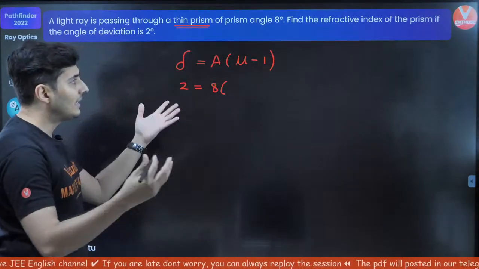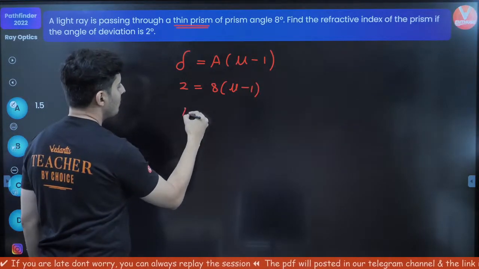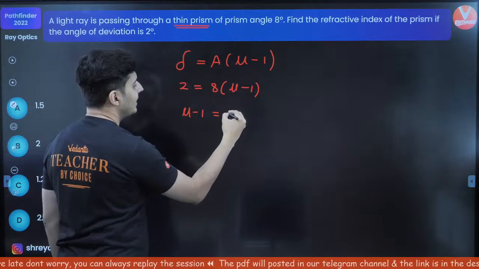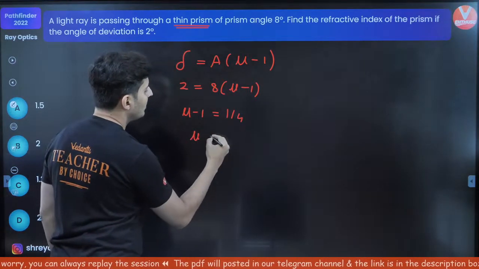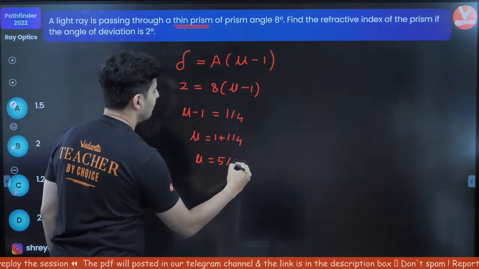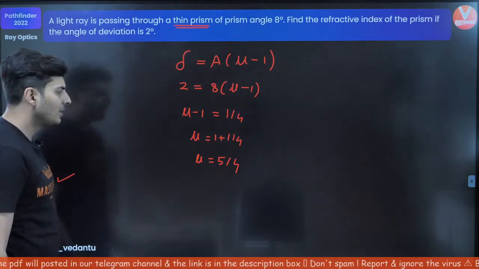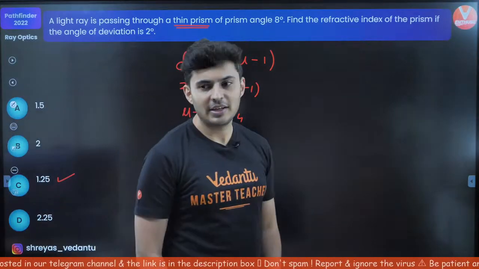Is mu given? That's what we have been asked. So 2 is equal to 8 into (mu minus 1). So mu minus 1 will be 2 by 8, which is 1 by 4. So mu will be 1 plus 1 by 4, so it is nothing but 5 by 4. Is 5 by 4 there somewhere? Yes, it is there right over here. 5 by 4 is 1.25.